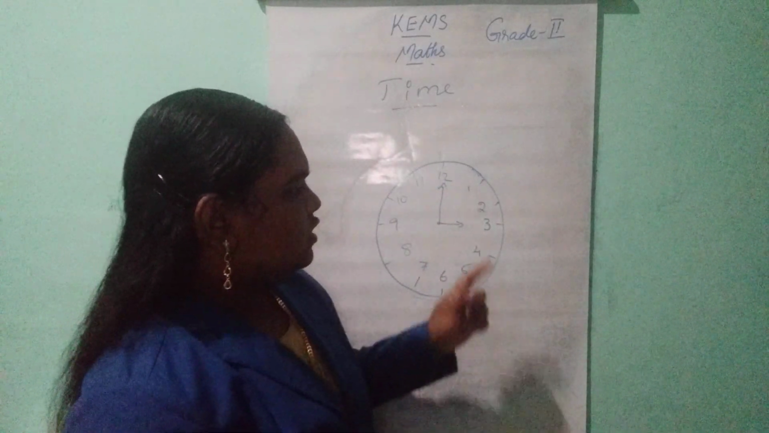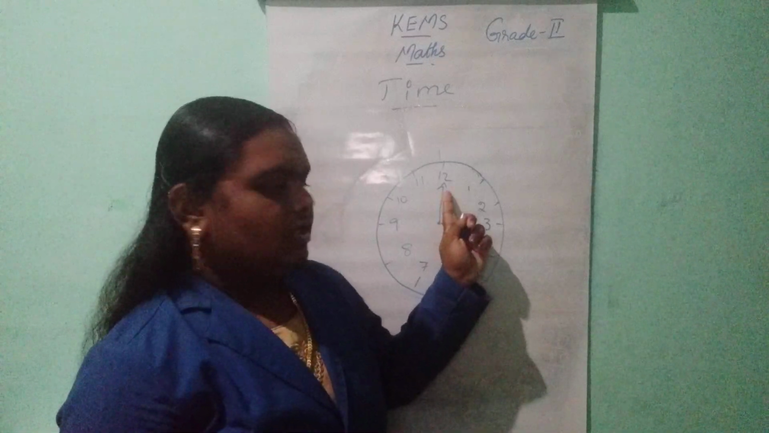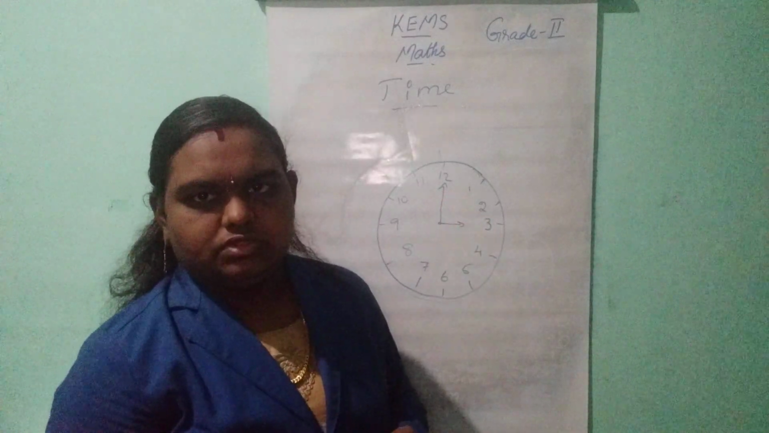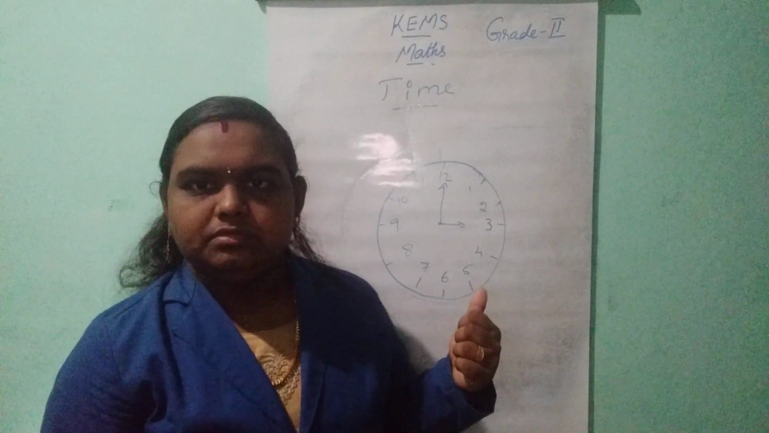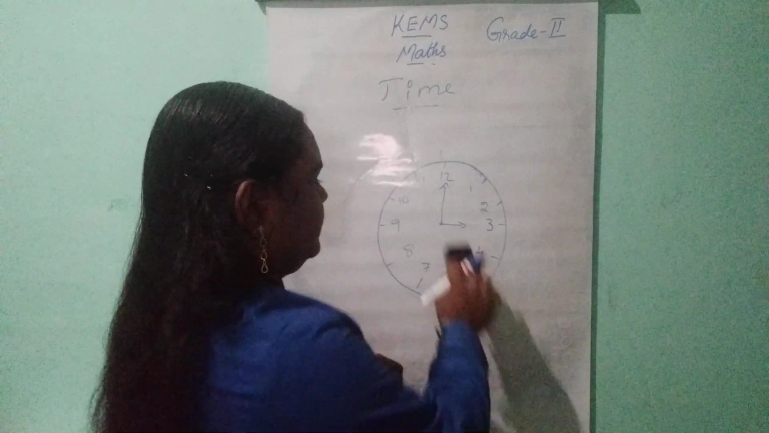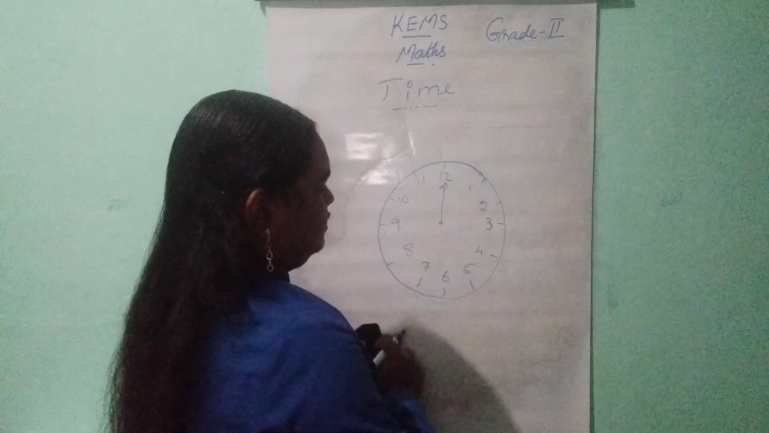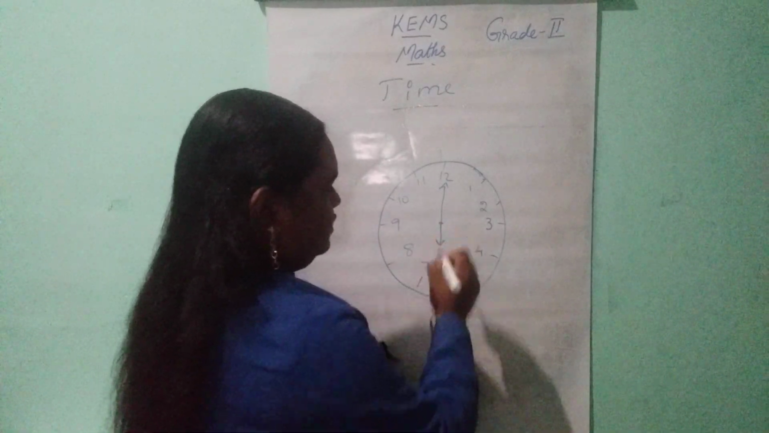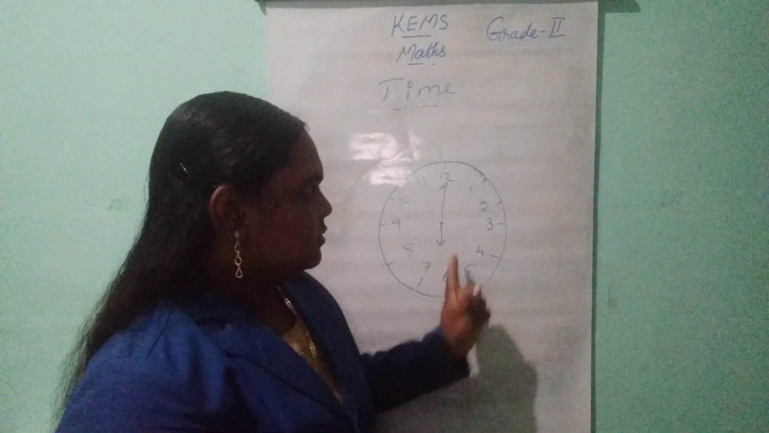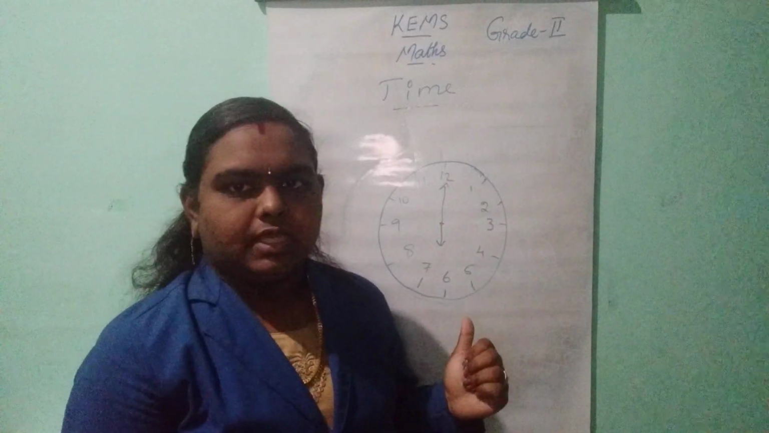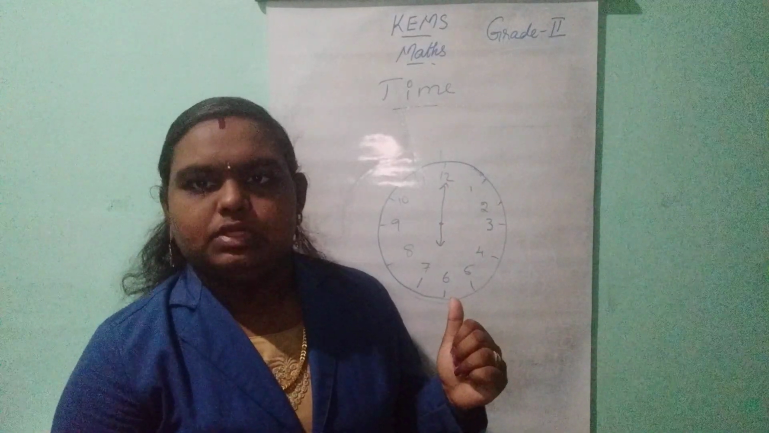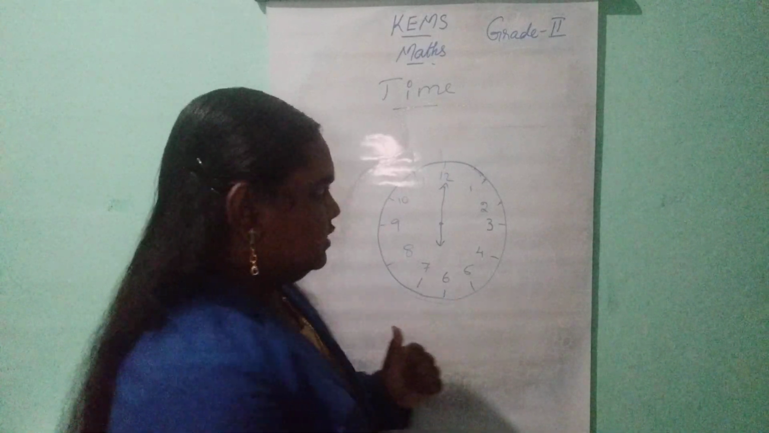Now, the short hand is at 3 and the long hand is at 12. So the time is 3 o'clock. What is the time? 3 o'clock. The short hand represents number 6, the long hand represents the number 12. So what is the time? Very good, 6 o'clock.